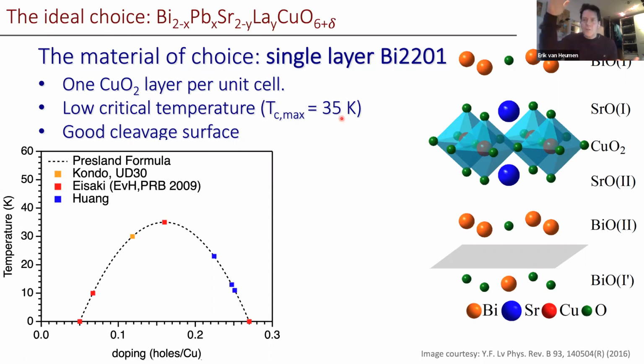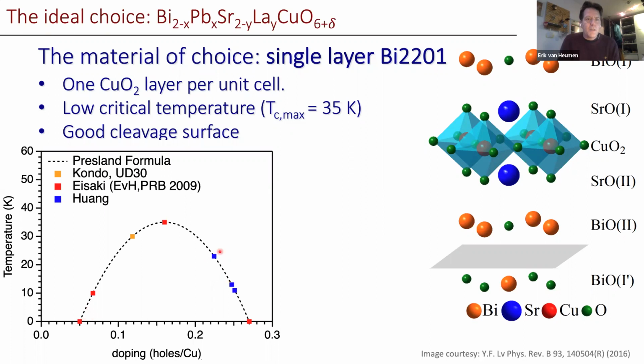So we have a large temperature range over which we can look at the normal state, at the strange metal phase. It has a good cleavage surface. So if you have a nice big crystal, you can just, with a Scotch tape, peel off a few layers, and then you're left with a very nice reflective surface on which you can very nicely do optics experiments or other experiments. And so in this talk, I'll show crystals that we've made ourselves.